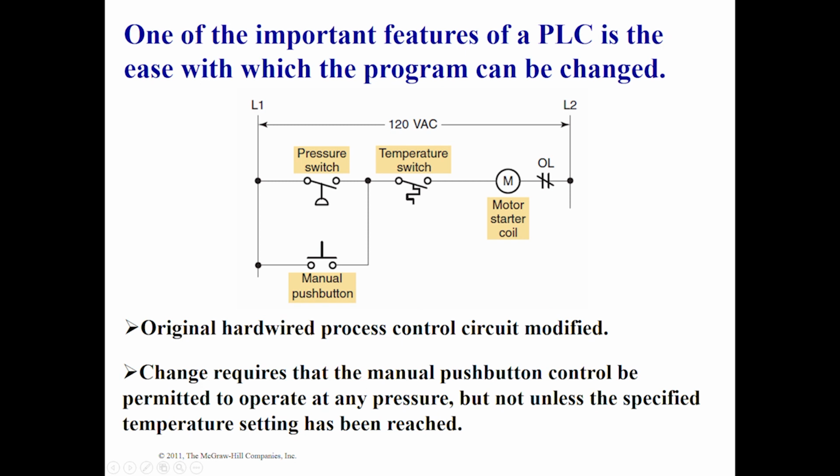So next we want to modify our previous program. From the relay logic, we had to rewire our manual push button to be in parallel with just the pressure switch, so that whichever one was active, the temperature switch had to be used in order to start the motor coil. We want to do this with our PLC program.